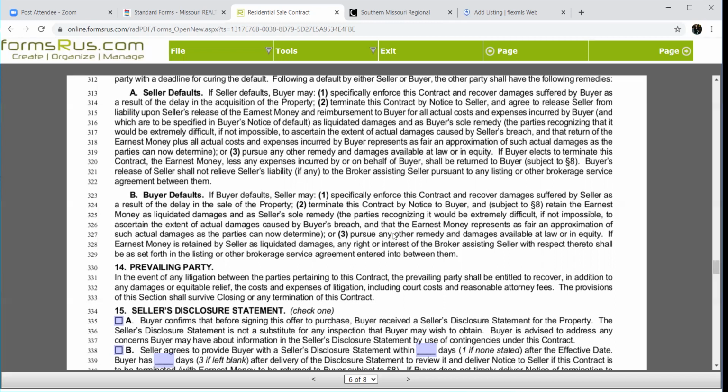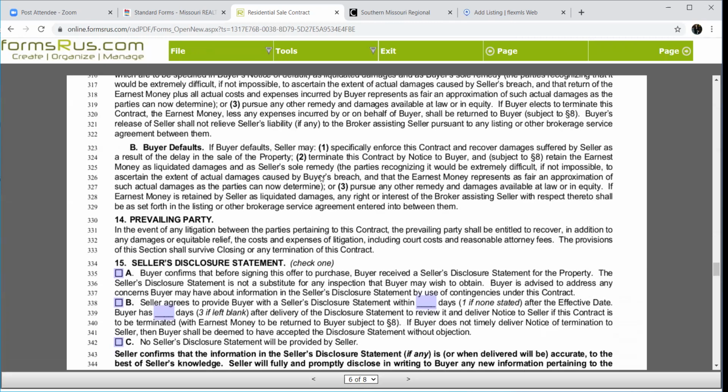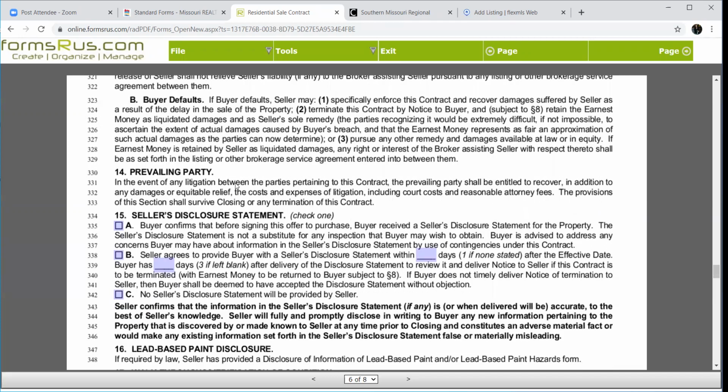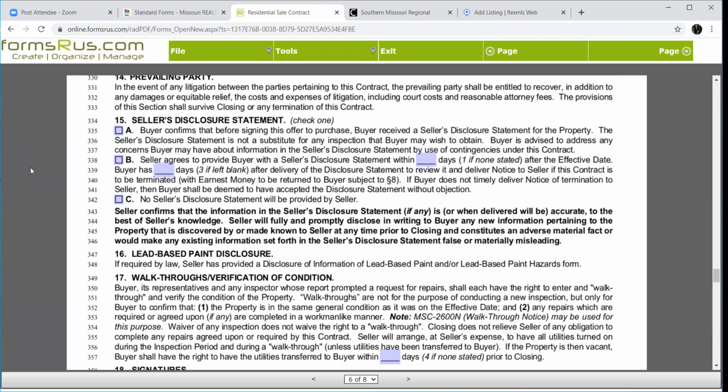Again, hopefully we won't get to that point, but at some point you will probably cross that bridge. If we are crossing that bridge, whoever wins, the other people are going to pay for their attorney fees as well, and have already agreed to that as part of this contract. Seller disclosure statement. Either we got it, we want it, or the seller's not providing it.